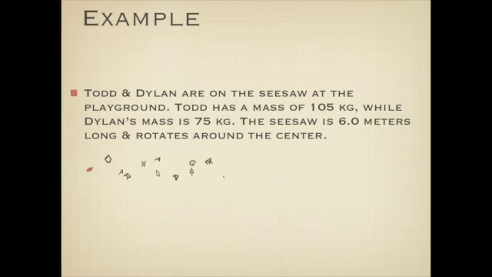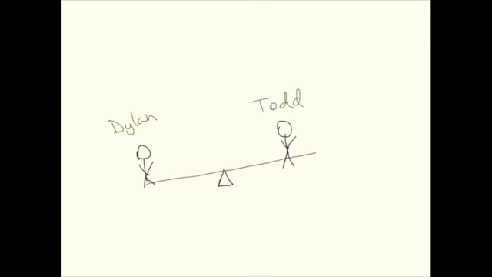Let's start by drawing a diagram. Todd and Dylan are on a seesaw, so let's start with the basics. Draw a seesaw. Then we draw our guys on there. And then I'll label them. This one is Dylan, and the other one is Todd. Now I will label it with their respective masses, and now the overall length of the seesaw, which is 6 meters. Whew, that was hard.